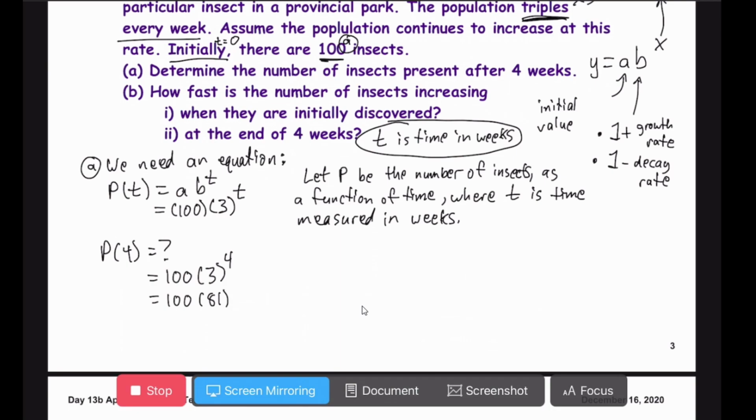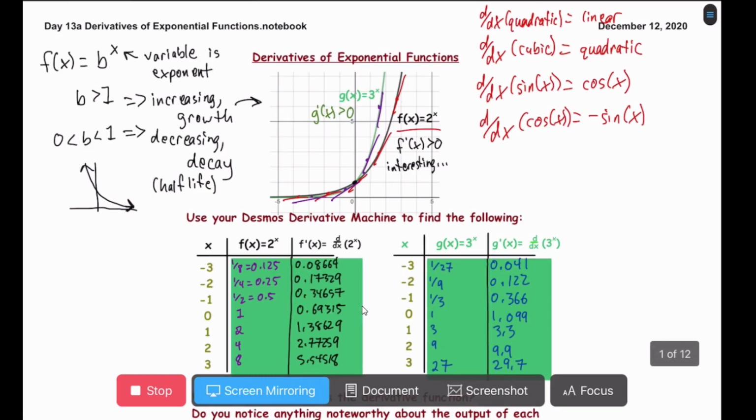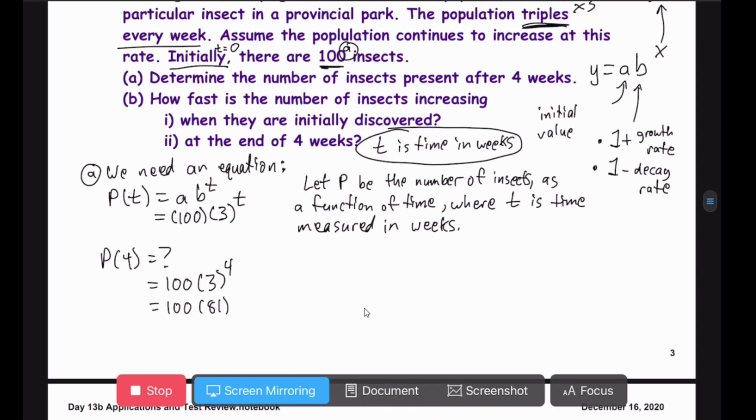And please be careful with your order of operations. This is a 12U course. I assume you know how to do this. But just to confirm, please make sure you aren't doing 100 times 3 and then to the power of 4, because that's going to give you a really huge number. So don't do that. Just watch your order of operations, please. Exponent applies first, so the 4 applied to 3, so 3 to the power of 4 gives us our 81, then multiply by the 100. So we're going to get P of 4 is equal to 8100.